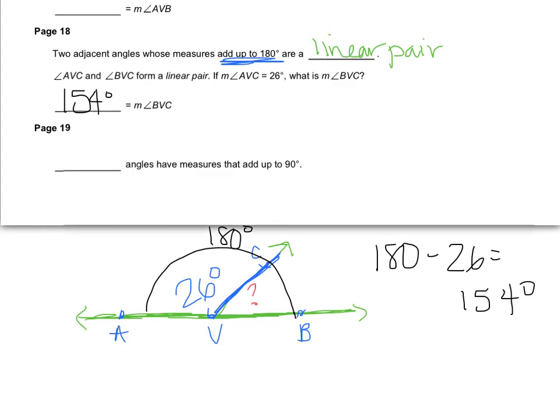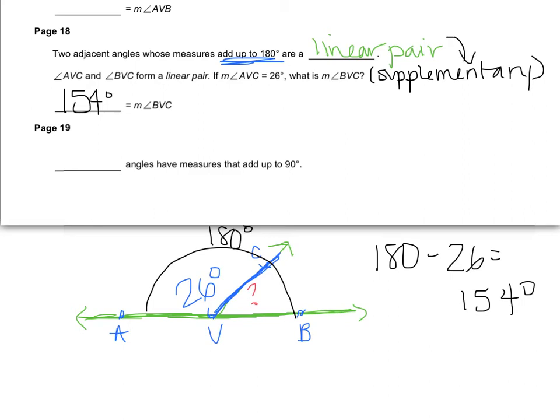I would make a note of this, and this actually is going to come up in just a second, but I want you to go ahead and write this down while we're here. If two things are a linear pair, it also means that they are supplementary. They are supplementary. Okay? They are supplementary. So linear pair means they're supplementary.